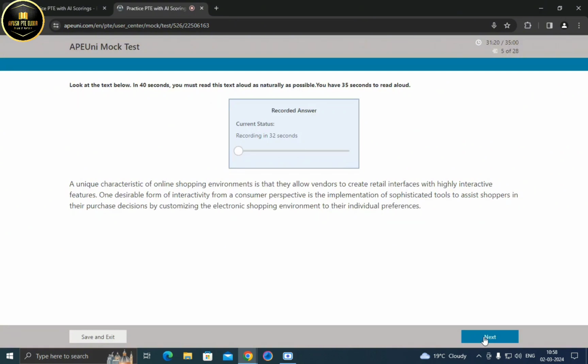So, this is the very simplest task in the entire PTE exam, I must say. That is for PTE Academic, PTE Core, or PTE UKVI, whatever. Just you have to do the same thing.